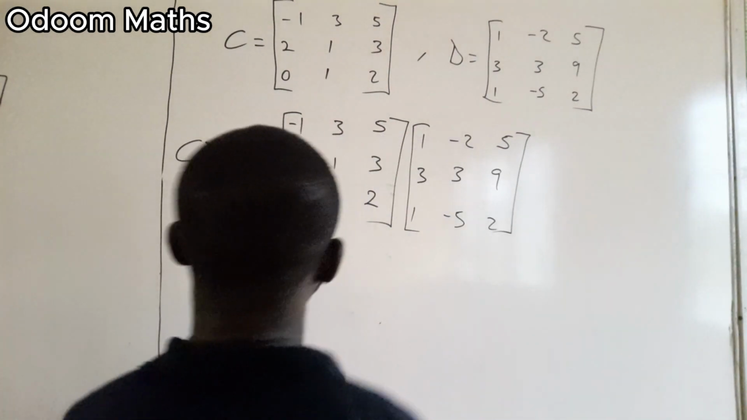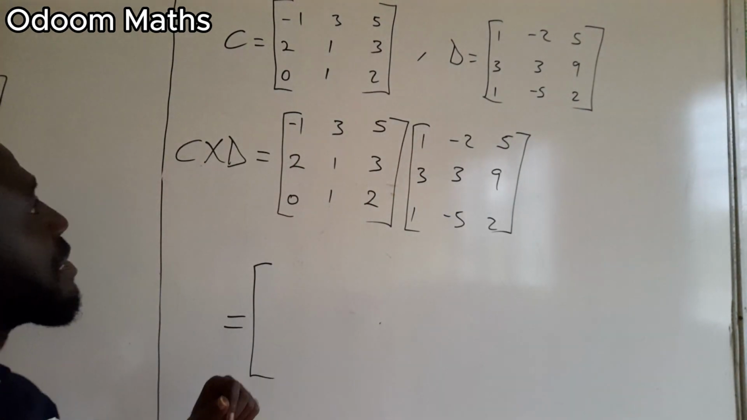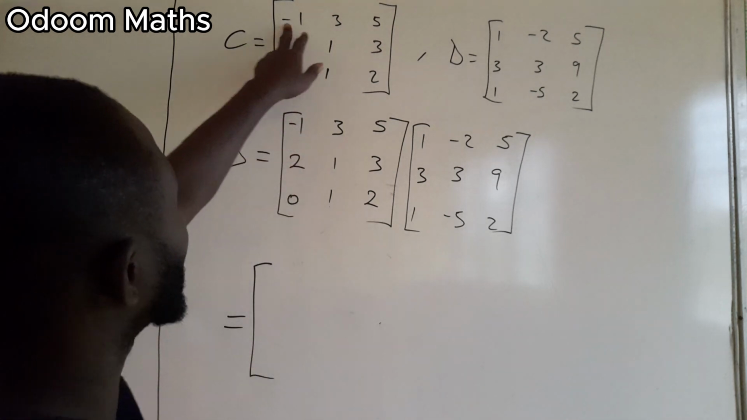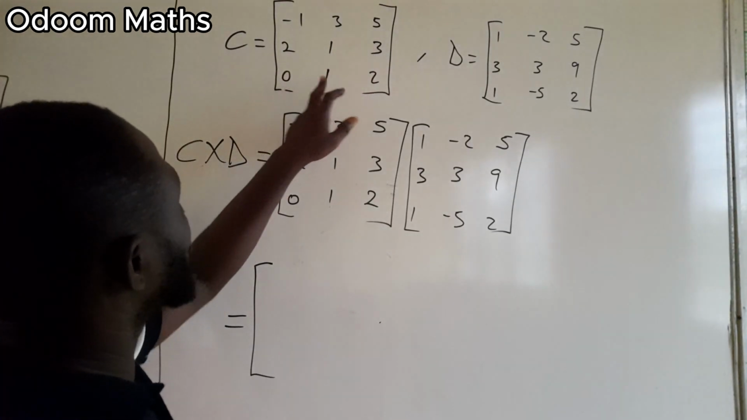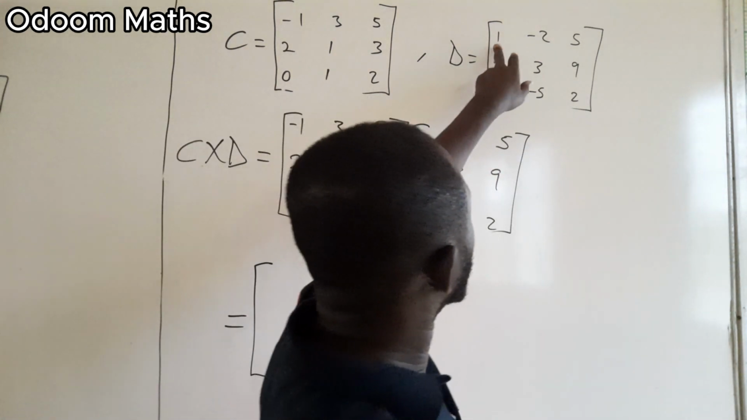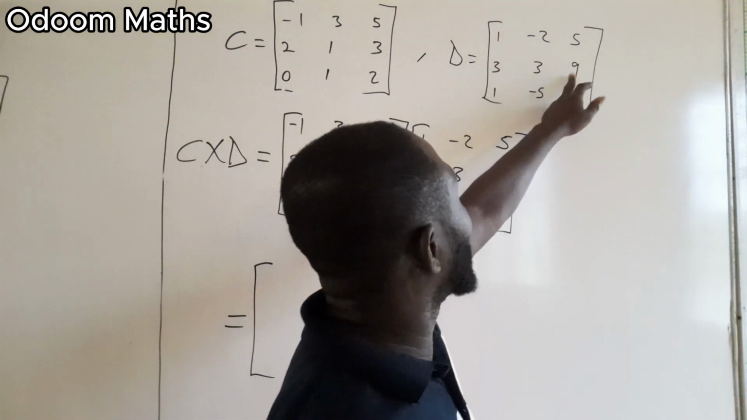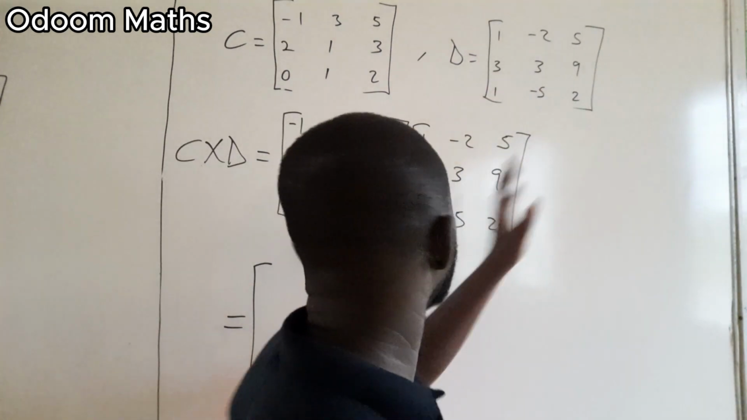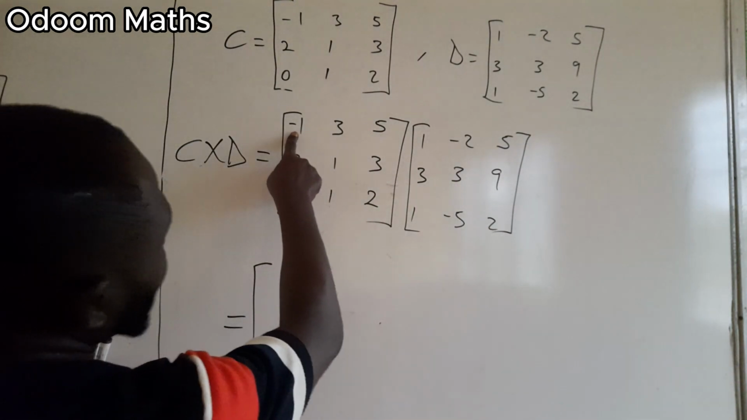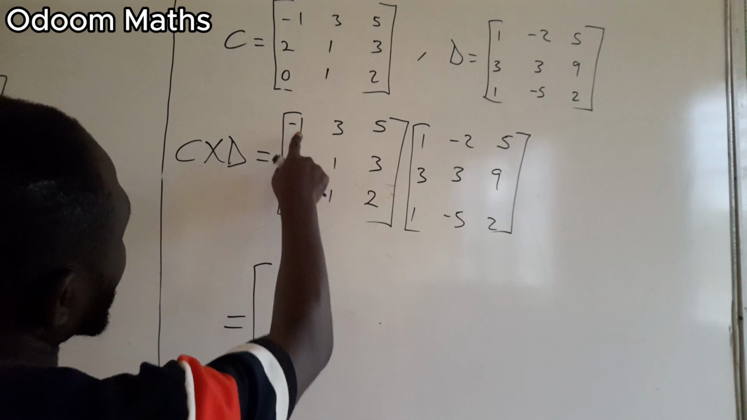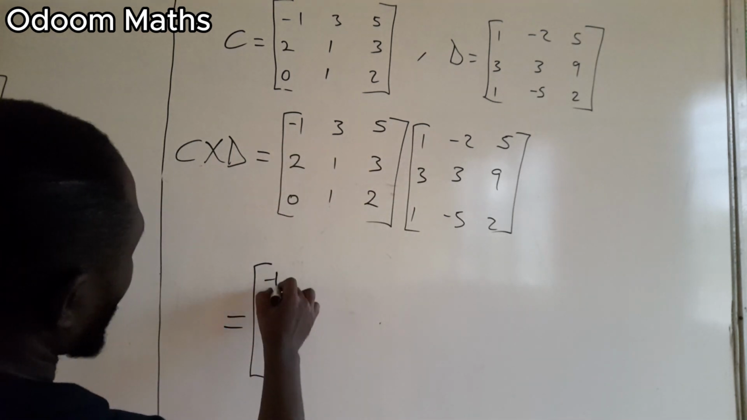Okay, so now let's look at multiplying these two matrices. Matrix C is like 1, 3, 5, 2, 1, 3, 0, 1, 2, and then D is 1, 2, 5, 3, 3, 9, 1, 5, 2. So let's multiply these two. So like I did earlier, 1 times 3. Sorry, 1 times 1. That is 1.